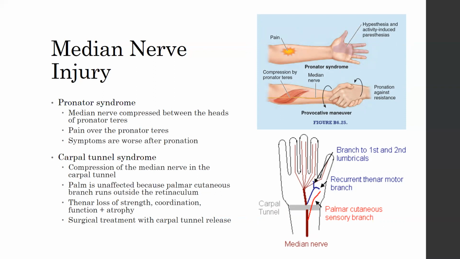You don't get complete loss of sensation over the palm, whereas you normally get tingling or paresthesia over your fingers, because the palmar cutaneous sensory branch comes off before it goes to the carpal tunnel, and so it isn't compressed inside of the carpal tunnel. So you lose sensation over the fingers, but not over the palms.